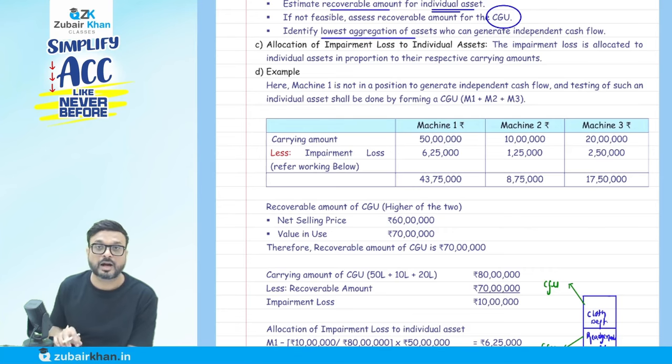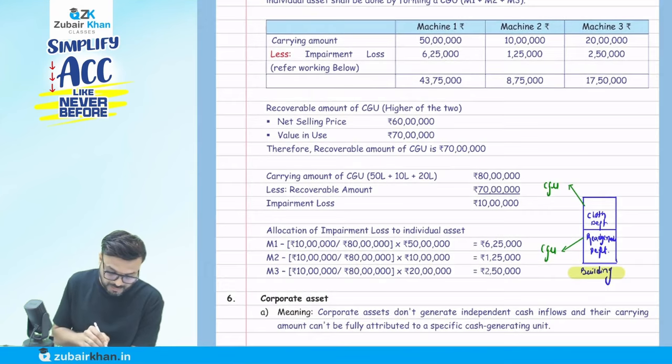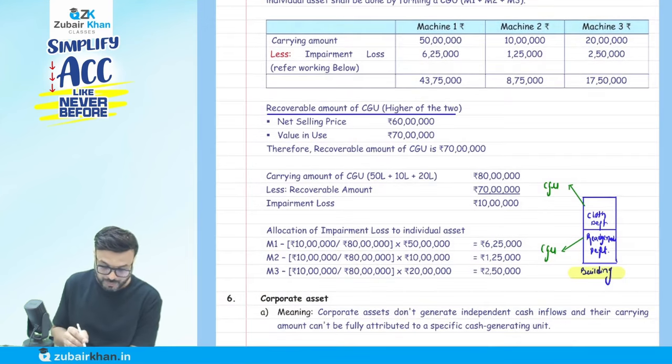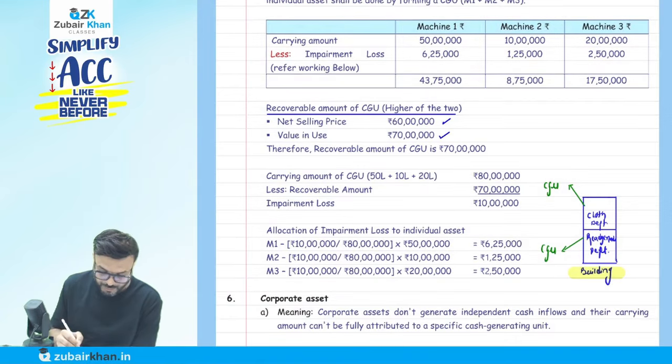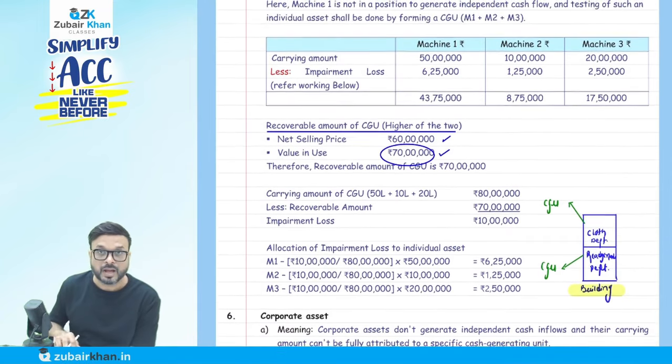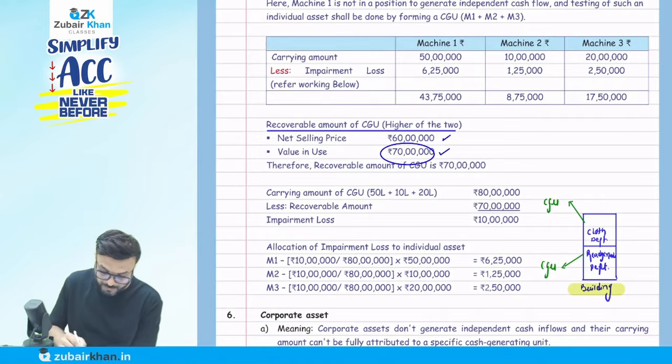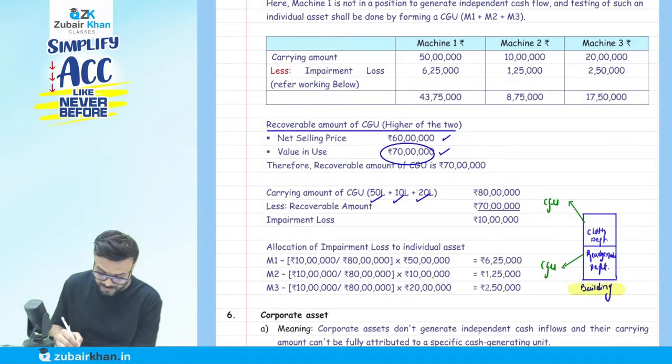Now how do we calculate the impairment loss? Suppose we take the recoverable amount of the group. The net selling price of all three machines is 60 lakh, and the value in use of all three machines is 70 lakh. The higher of 60 lakh and 70 lakh is 70, so the recoverable amount is 70 lakh. How much is the book value coming to? 50 plus 10 plus 20, that comes to how much?